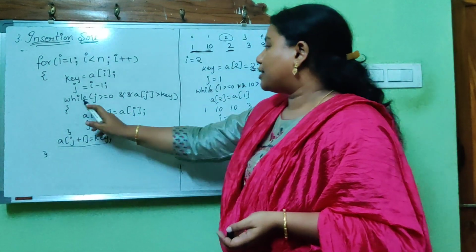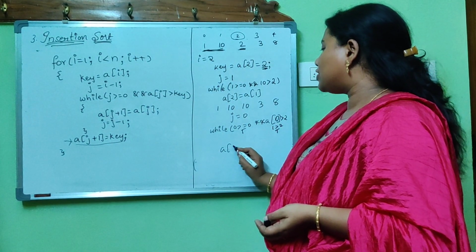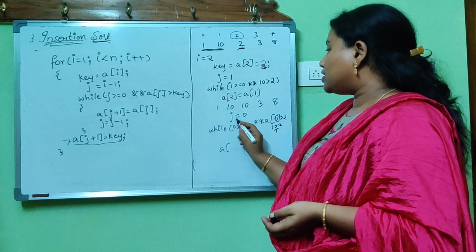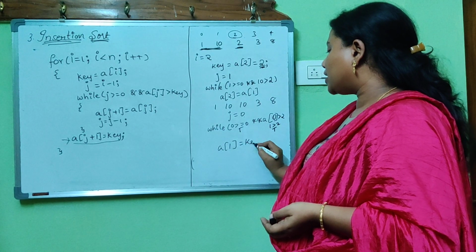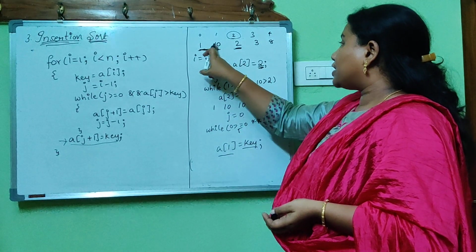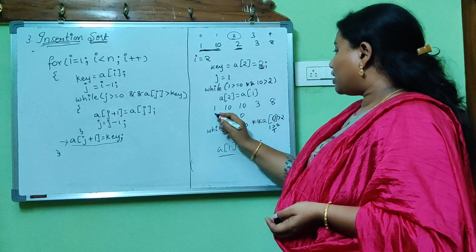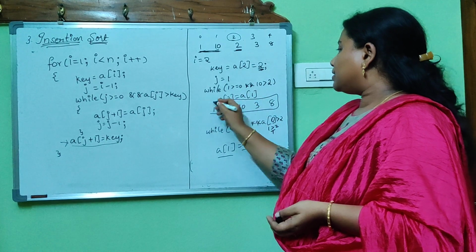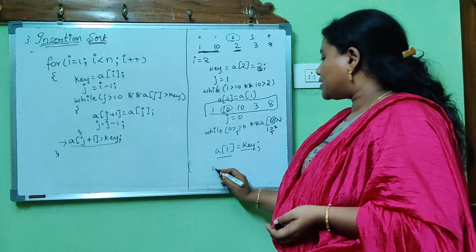Now what happens? I'll come out of the loop, and what is the statement outside the loop? a[j+1]. Previously j means 0, so a[j+1] means a[1] is equal to key. So I have to place the key value in a[1]. What is a[1] here? This position is a[1]. What should I place here? 2. Now already previously in the previous iterations this has been done. So in this position I have to place 2.